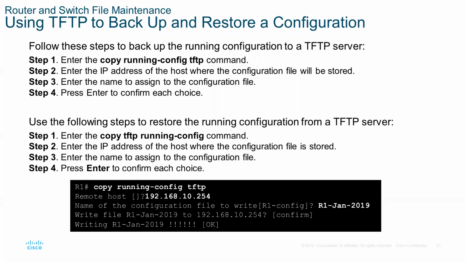Rinse and repeat the other way. So we're copying from the TFTP server to the running config to restore a config to the device. And it basically will go through the same steps, asking you where the TFTP server is, the name of the file you want to copy down, and confirm to proceed.